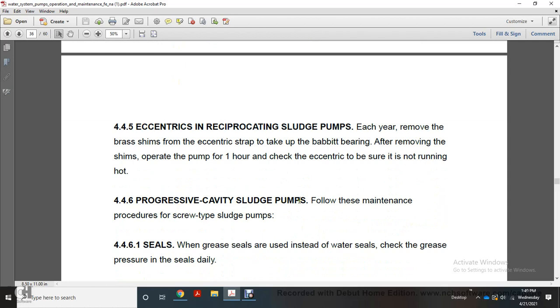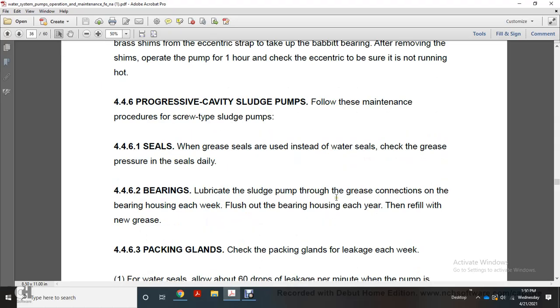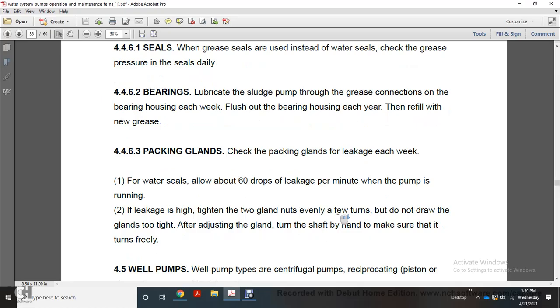4.4.6 Progressive cavity sludge pump, with the following maintenance procedures. Screw type sludge pumps use grease seals, or sometimes water seals instead. Check the grease pressure seals daily. Bearings: lubricate through the grease connections on the bearing housing each week. Flush out the bearings each year, then refill with new grease. Packing glands: check the packing glands for leakage each week. With a water seal, allow about 60 drops of leakage per minute when the pump is running.